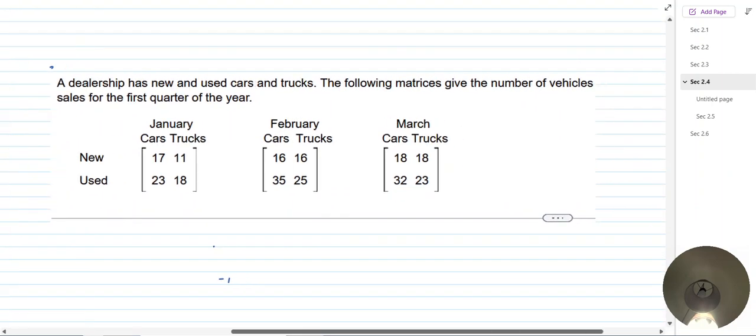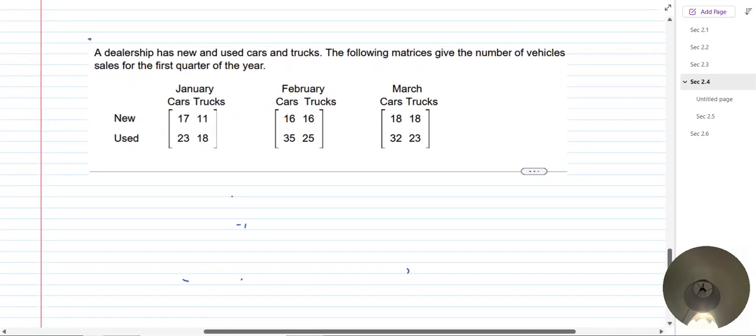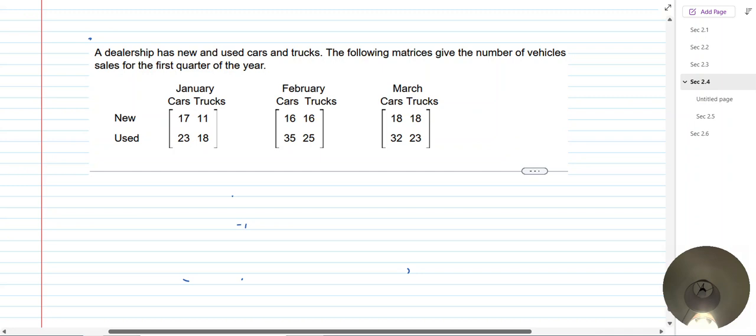Now we have one more of these small word problems. And again, we're talking cars. And here's the last one for this section. It's going very well. A dealership has new and used cars and trucks. The following matrices give the number of vehicles sold for the first quarter of the year. So we want the quarter sales.